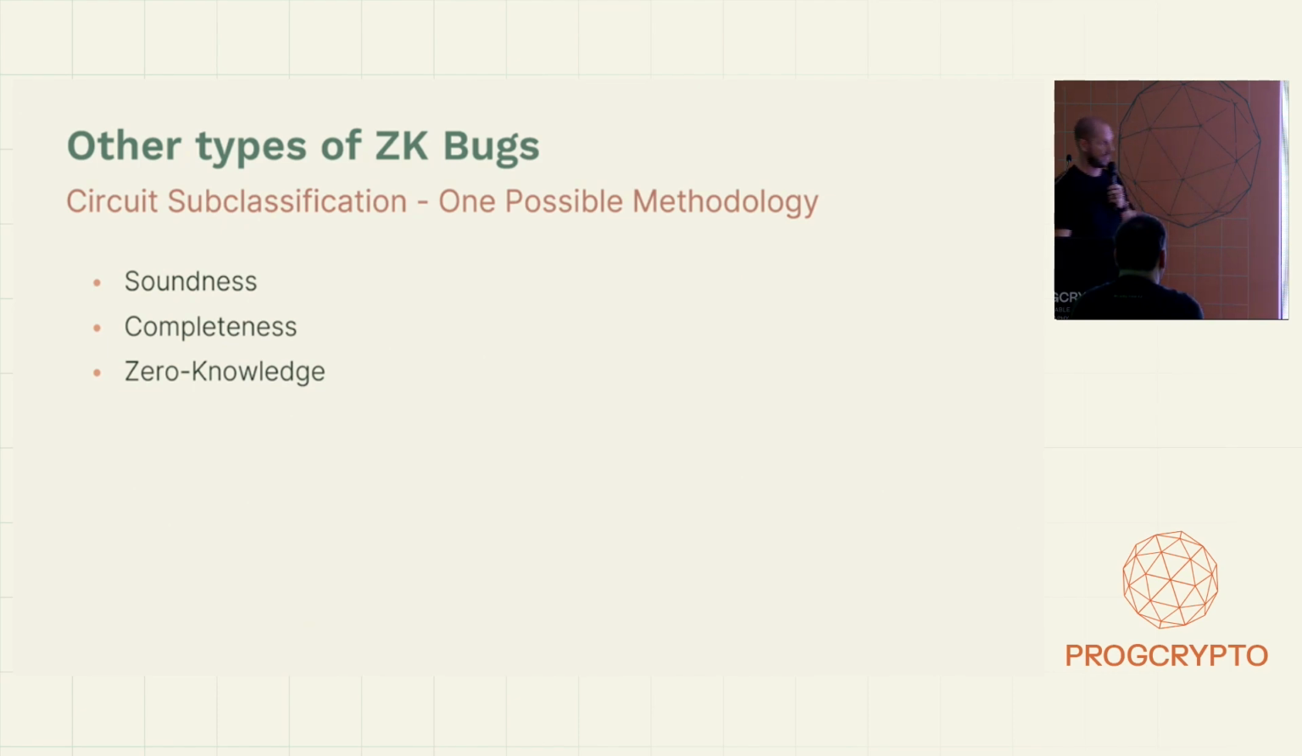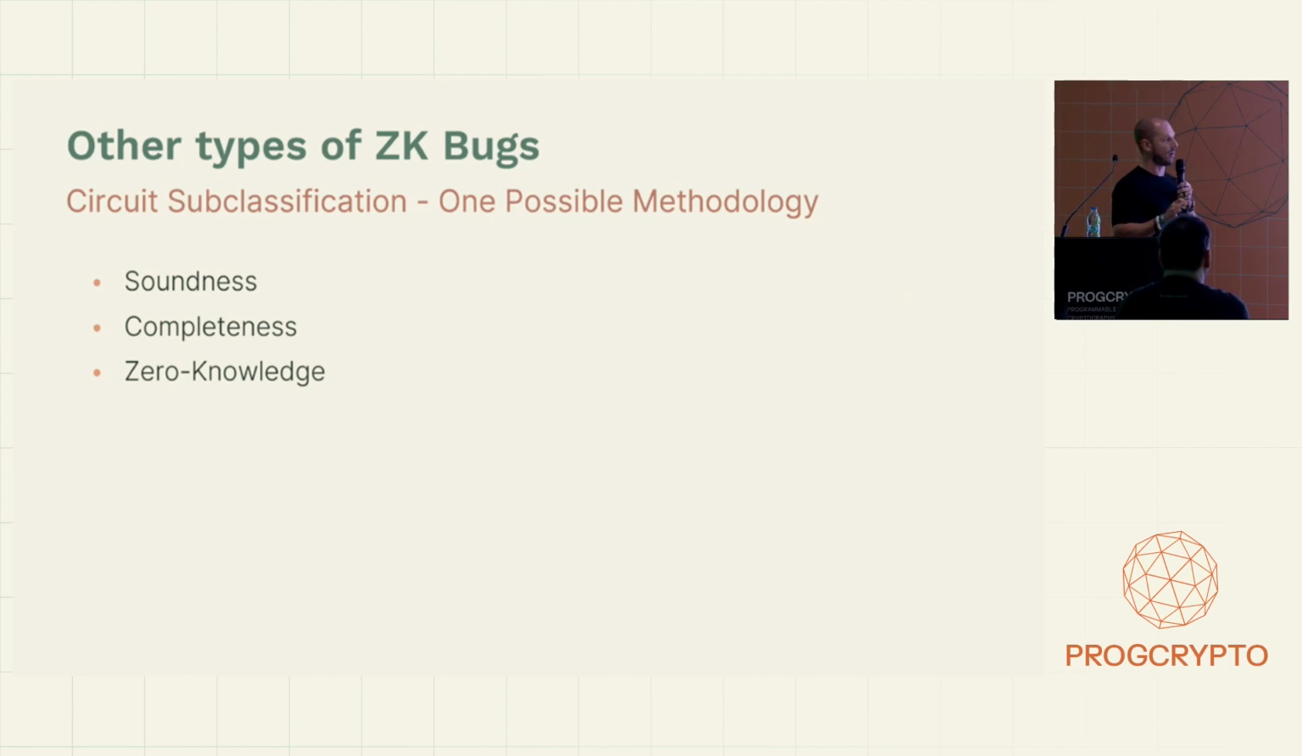Another way to look at circuit bugs is soundness, completeness, and zero knowledge. You can think of soundness as a missing constraint, so you could get something past the verifier that you wouldn't want to get past. You can think of completeness as the circuit being over-constrained. These are much more rare. I don't even have a good example of one right now. I have something that might qualify.